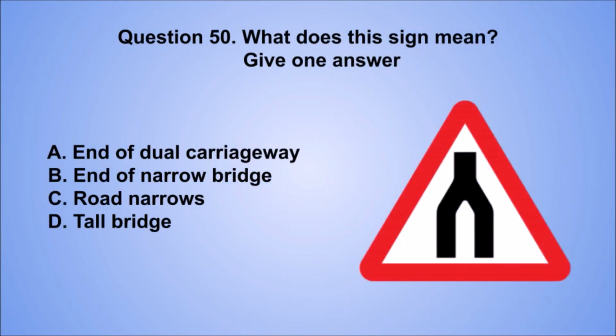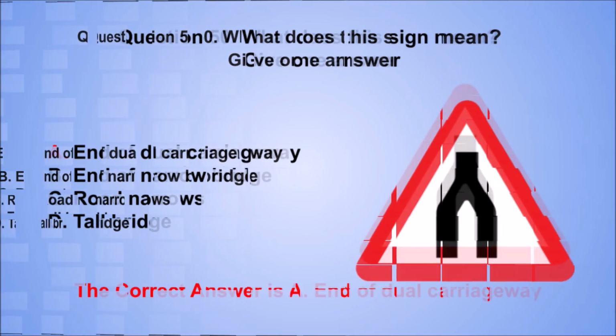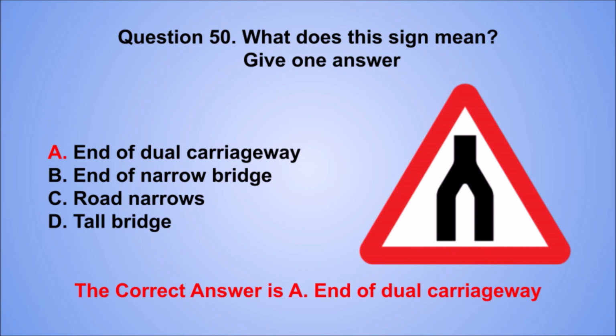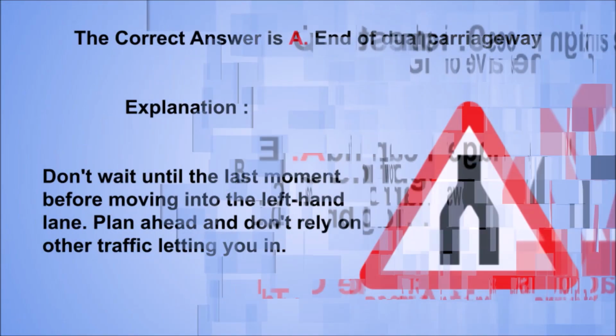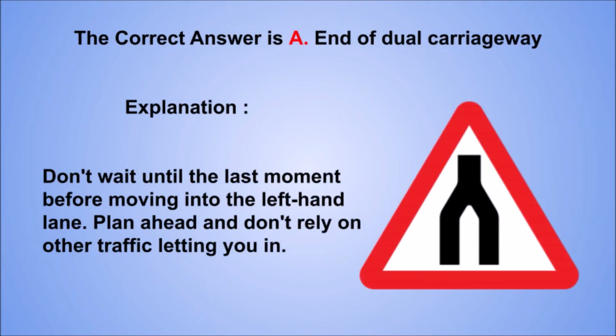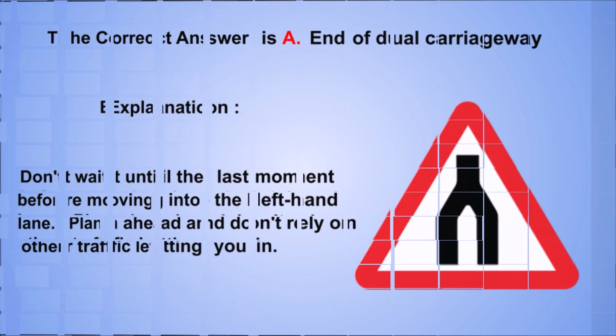Question 50. What does this sign mean? Give one answer. A. End of dual carriageway. B. End of narrow bridge. C. Road narrows. D. Tall bridge. The correct answer is A. End of dual carriageway. Explanation. Don't wait until the last moment before moving into the left-hand lane. Plan ahead and don't rely on other traffic letting you in.